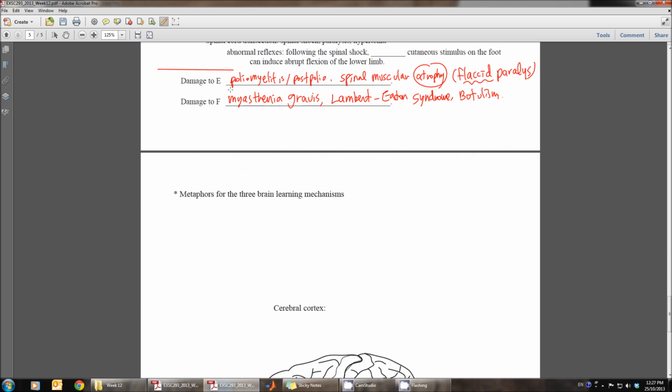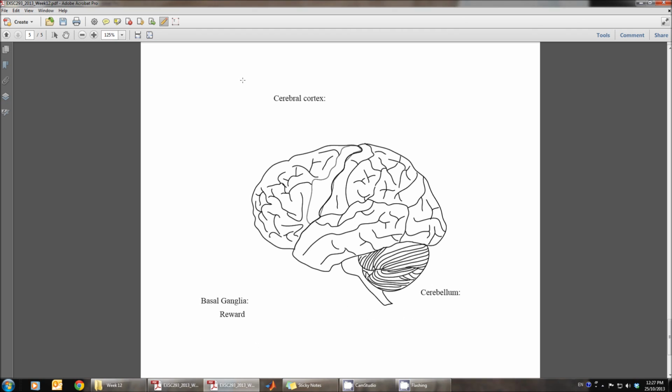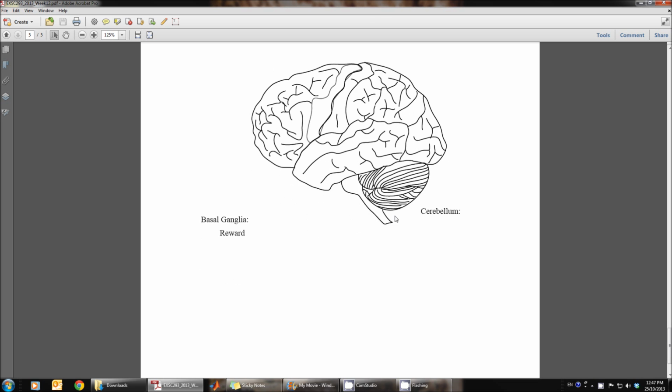Lastly, I'm going to finish off with just recapping the 3 learning mechanisms of the brain, and also associate that with the exam preparation tips. So as we covered, first in week 10 we covered cerebellar learning, and it was characterized by trial and error learning. So let's just write here trial and error learning. This is also known as supervised learning.